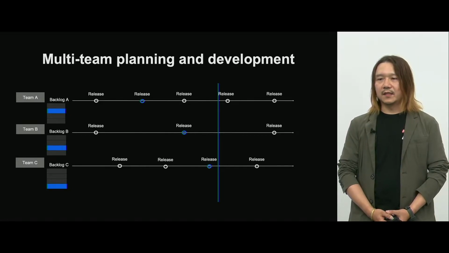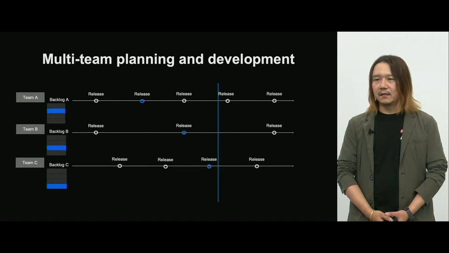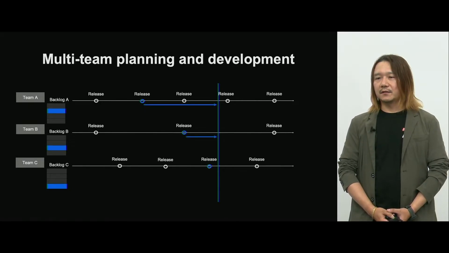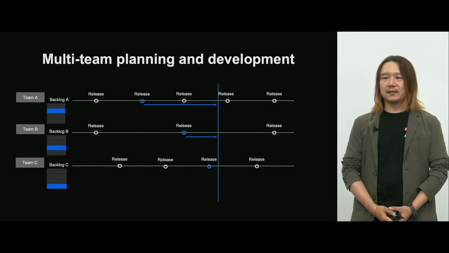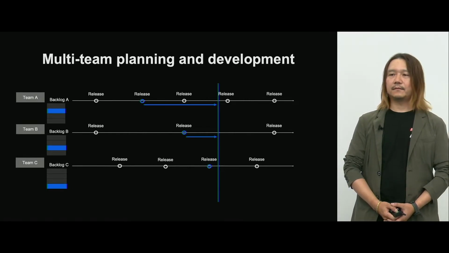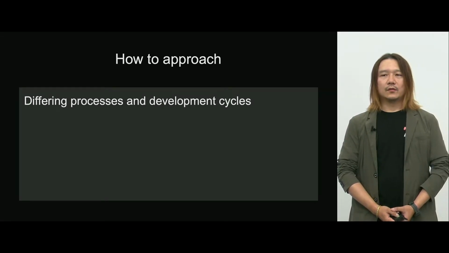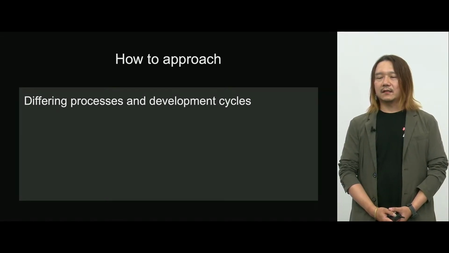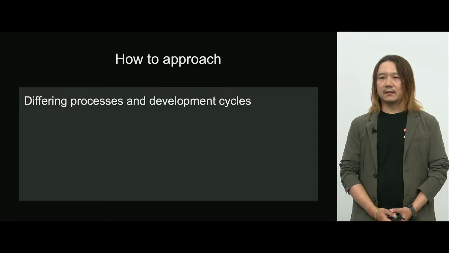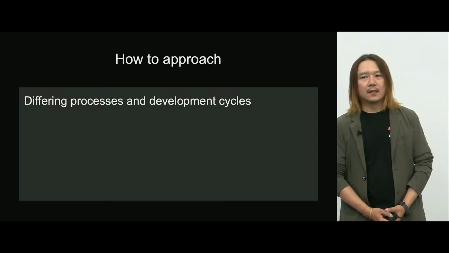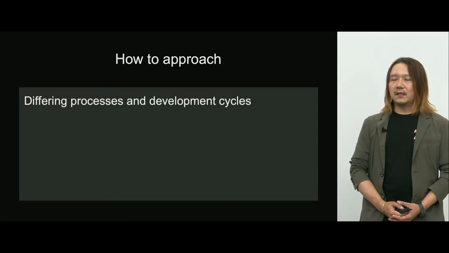Considering the situation of each team, I consult each team and adjust the priorities. Then the timing is adjusted, and the Line Mini App feature is completed. So there are so many processes and development cycles. How do we approach them?